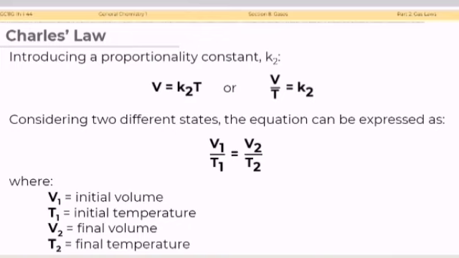Introducing a proportionality constant, K2, the equation becomes V is equal to K2 times T, or V divided by T equals K2. Considering the two different states, that equation can be expressed as V1 divided by T1 equals V2 divided by T2, where V1 is the initial volume, T1 is the initial temperature, V2 the final volume, and T2 the final temperature.